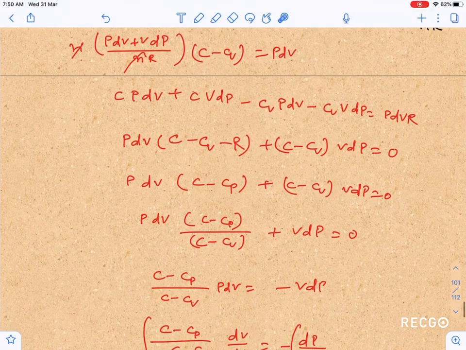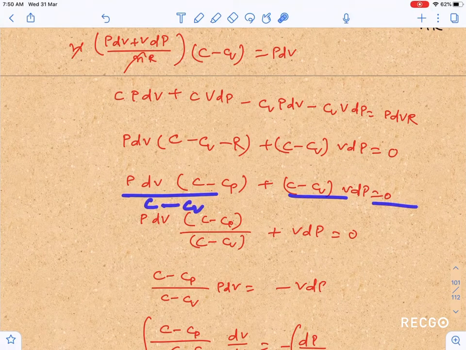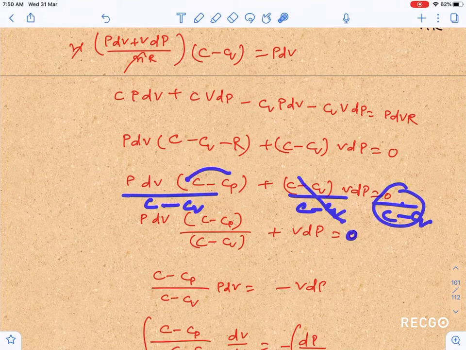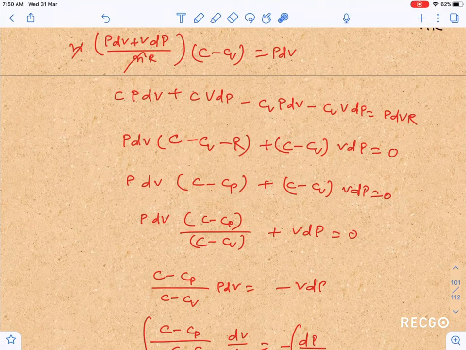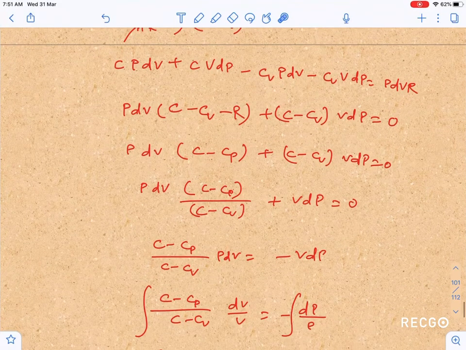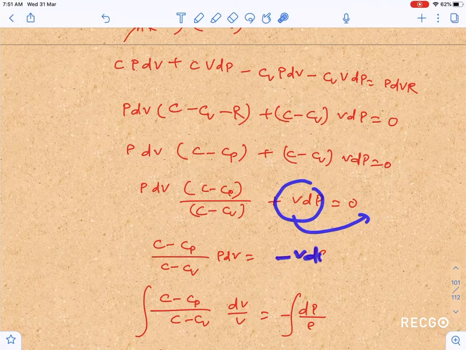Now guys, what you can do is divide all the sides by C minus CV. This C minus CV cancels out, 0 by C minus CV is 0 only, and this becomes C minus CP upon C minus CV. I have just divided all the terms by C minus CV. So you can see here, if I take this term to the right, this can be written as minus VdP, and this is (C minus CP) upon (C minus CV) into PdV.